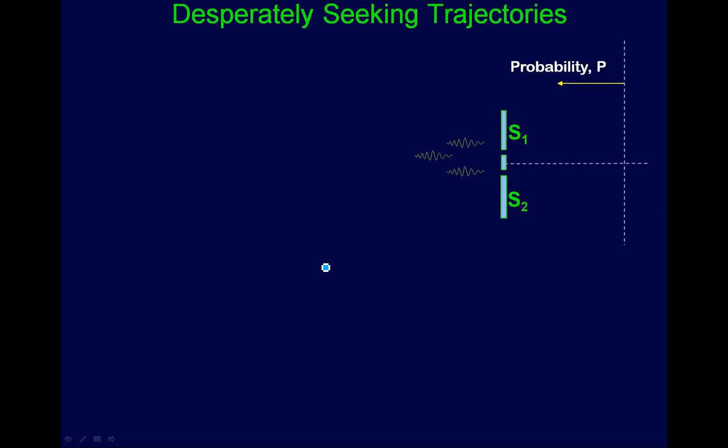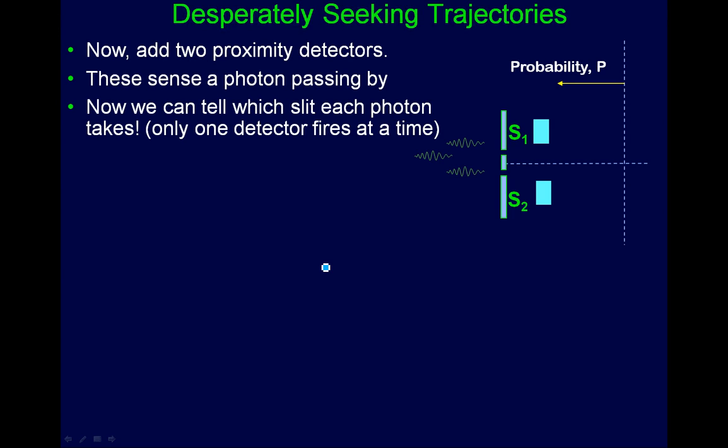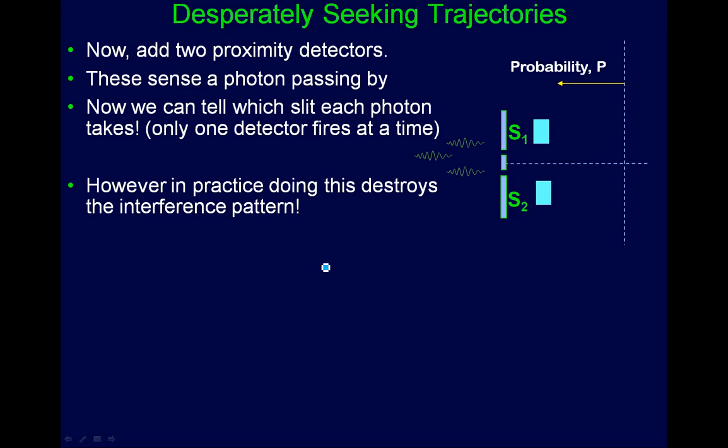Now, what you can do to press this point even more is to really try to seek trajectories. We add what's called a proximity detector. This basically just tells you if the quanton, the photon or electron, is near it. It's a way to actually figure out which slit your quanton is going through. And this has actually been done experimentally, and it works. When this happens, only one of the detectors goes off at a time. So here's our detector: only the top one will go off or the bottom one will go off, and so it'll appear like, oh, it went through the top slit, or it went through the bottom slit. The problem is when you do this, it destroys the pattern.